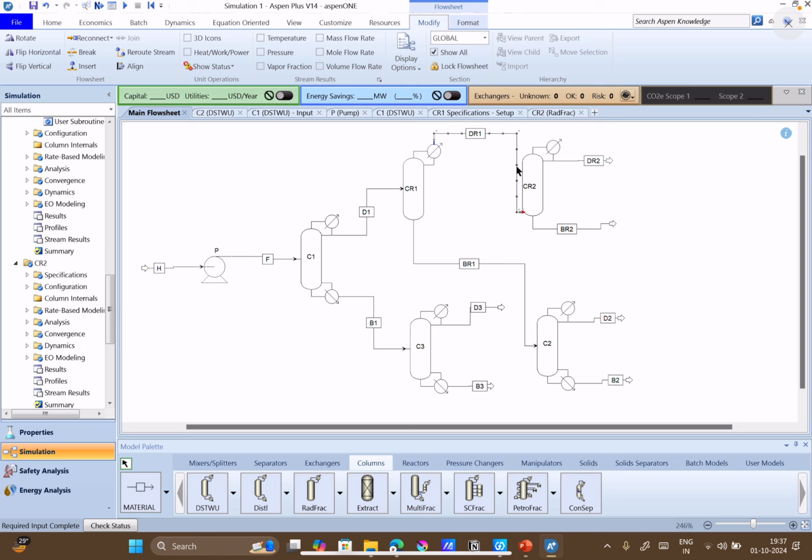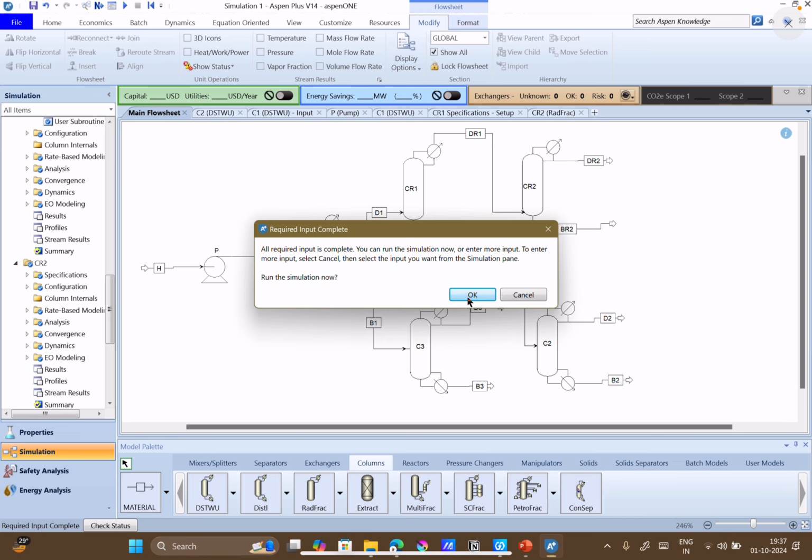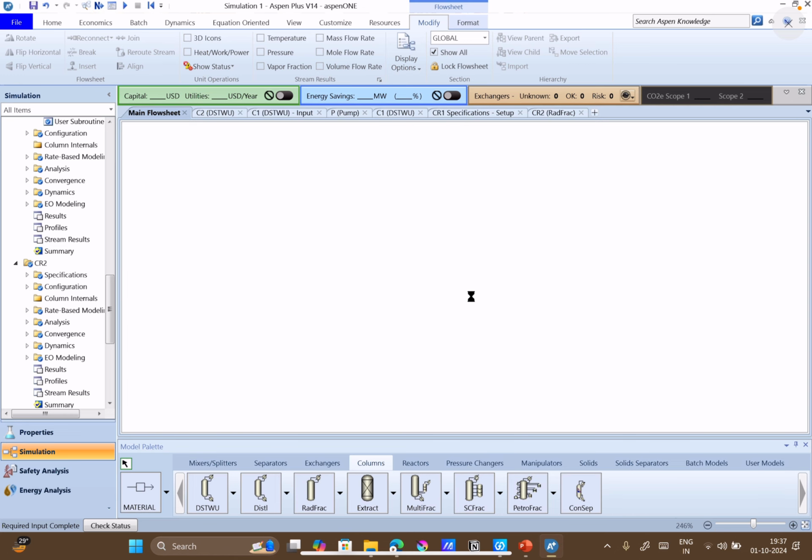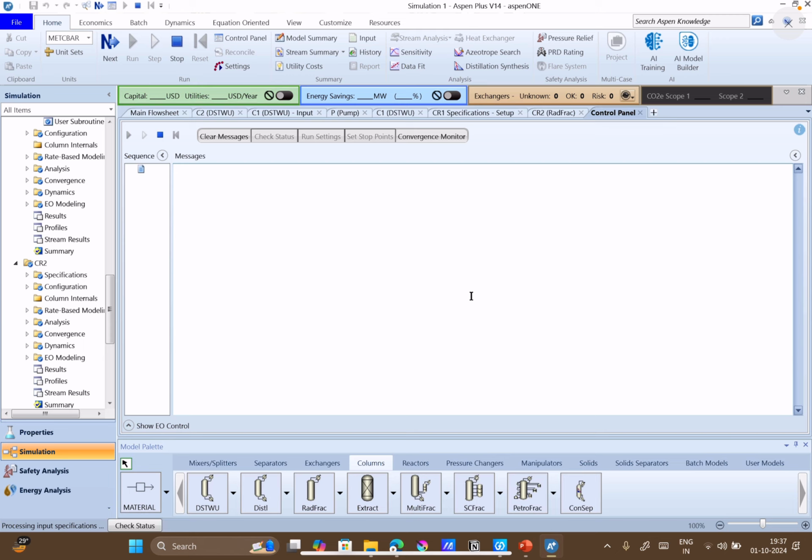It's just a way of representation, nothing else. Everything else remains the same. So this looks more like what the problem statement has. We have provided all the information. Now we just have to run the simulation and see how separation has worked out.